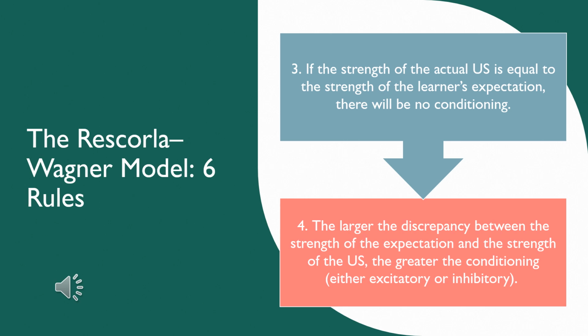For number 4, no learning occurs when the actual outcome matches expectations. And what that means is when the predicted US, unconditioned stimulus, perfectly matches the actual US, there's no prediction error, no further learning takes place. This is because the CS fully predicts the outcome and the organism is not surprised. So the associative strength remains stable.